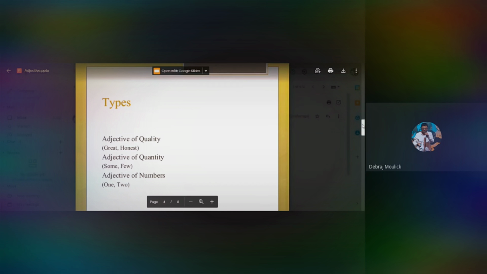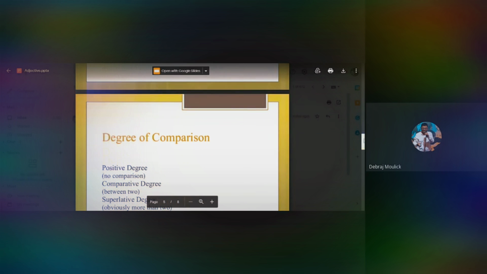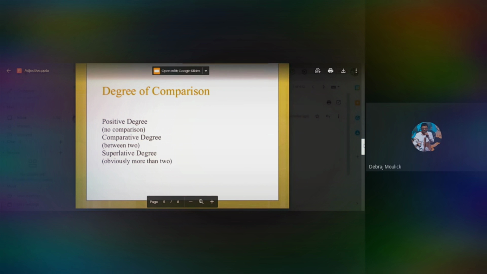Now we come to another part of the adjective, that is known as the degree of comparison. Basically, the positive degree, the comparative degree, and the superlative degree. So in positive degree, there is only one, there is no relative person or relative object with which you can compare. For example, Ram is a good boy. And when it becomes comparative degree, obviously there are two subjects, not more than two, but not less than two also.